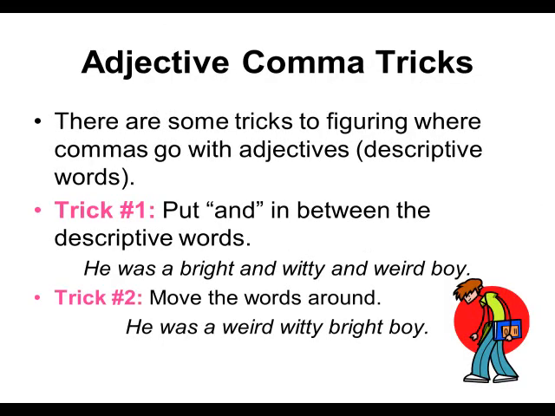Here are a few adjective comma tricks you can try to simplify whether or not you put a comma between adjectives. Trick 1. Put the word and in between the descriptive words. He was a bright and witty and weird boy. A second trick is to move the adjectives around. He was a weird, witty, bright boy.